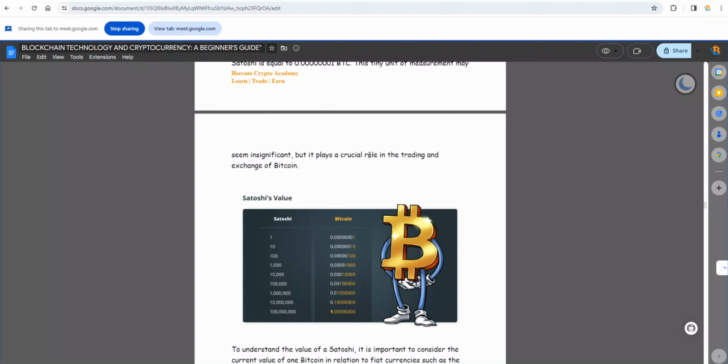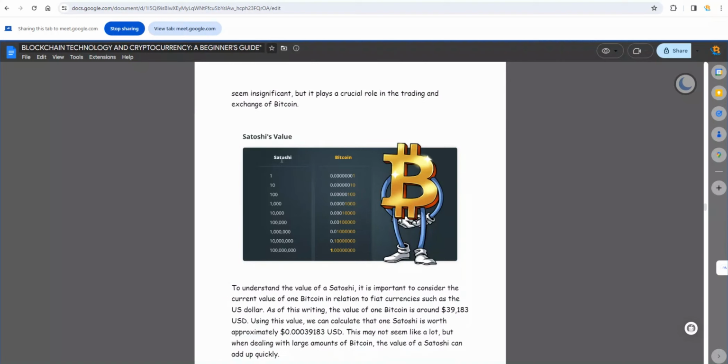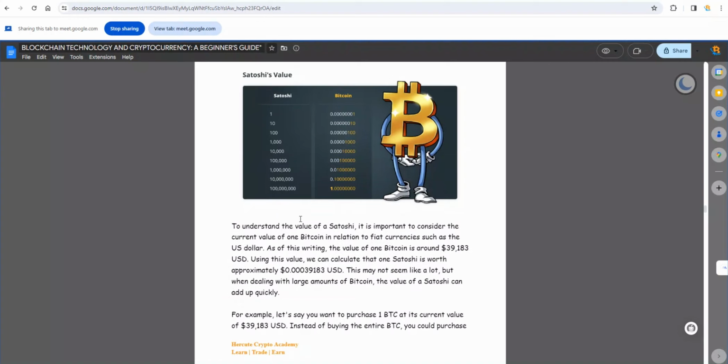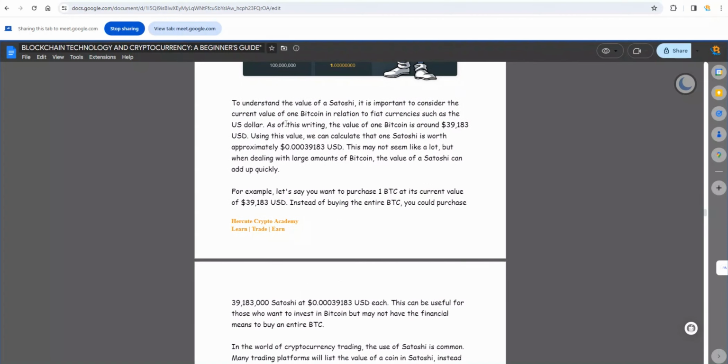Now, it plays a very crucial role in the trading exchange of Bitcoin. So you can see here 1 Satoshi is equivalent to 0.0000001. If you have 10 Satoshis, you can see what it's equivalent to, all the way to 100 million Satoshis. So if you have 100 million Satoshis, it means you actually have one Bitcoin. Now, to understand the value of Satoshi, it is important to consider the current value of one Bitcoin in relation to the fiat currencies, such as the US dollar.